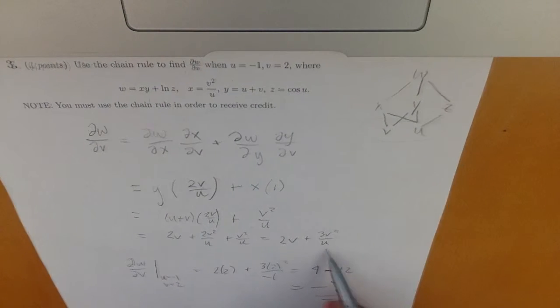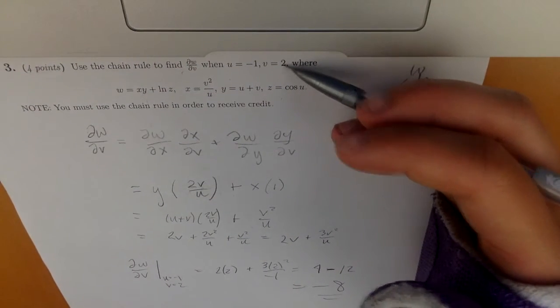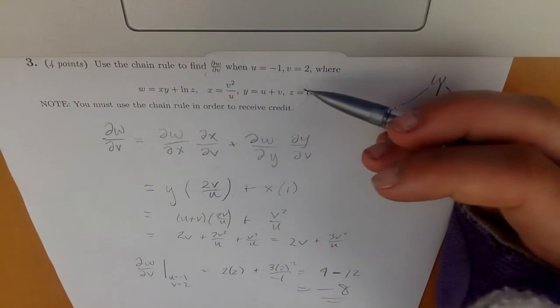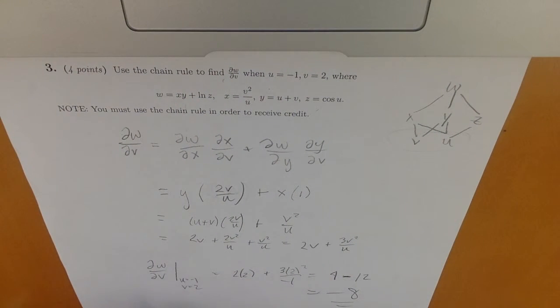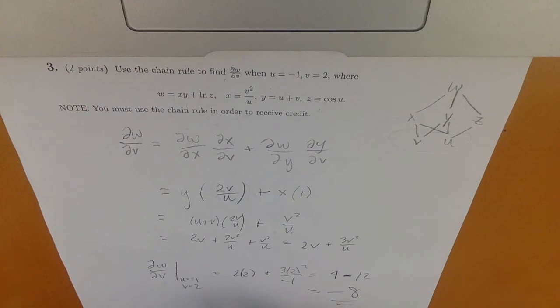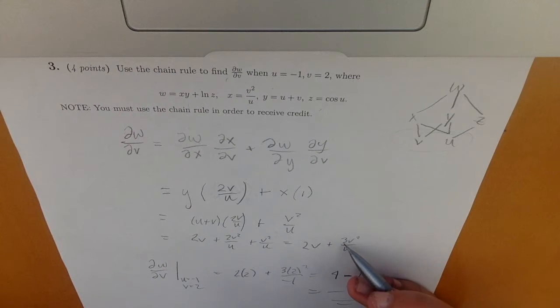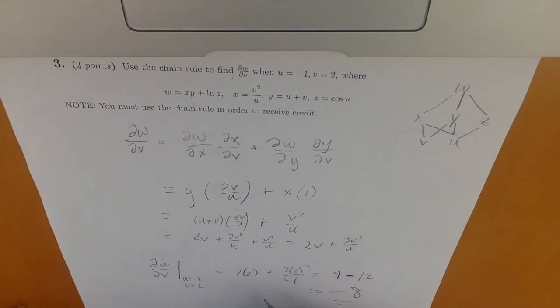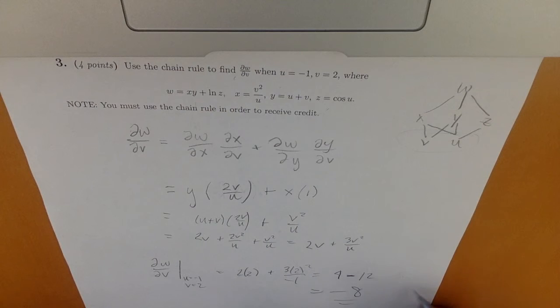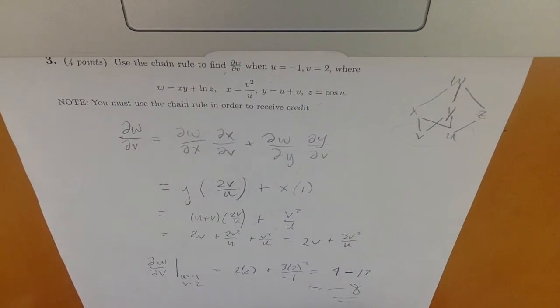Now the last thing to do is we want to evaluate when u equals -1 and v equals 2. That's what they told us in the problem. So we're going to evaluate what we just found, that the partial of w with respect to v is 2v plus 3v squared over u, when u equals -1 and v equals 2. So we plug in 2 for v and we get 2 times 2, plus we plug in 2 for v and -1 for u and we get 3 times 2 squared over -1. So we multiply that out, we get 4 minus 12, which is -8. So our answer is -8.